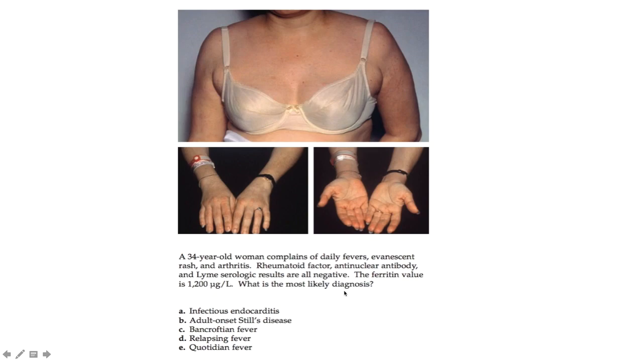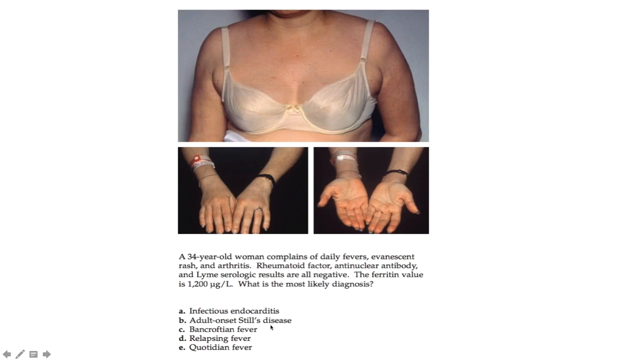What is the most likely diagnosis? Here we can appreciate the evanescent rash. Here I think they're just showing us some cyanovirus. Sorry, it doesn't project very well. Okay, the options are infective endocarditis, adult-onset Still's, Bancroftian fever, relapsing fever, quotidian fever. Well, the answer here is actually B. Sorry, I didn't highlight this nicely, but the answer is B, adult-onset Still's disease.